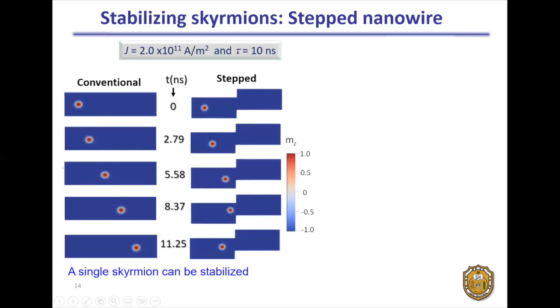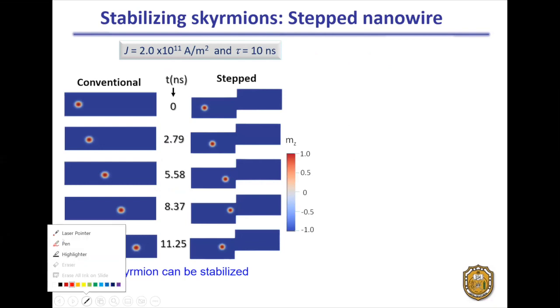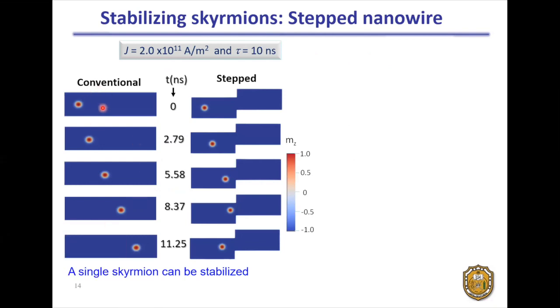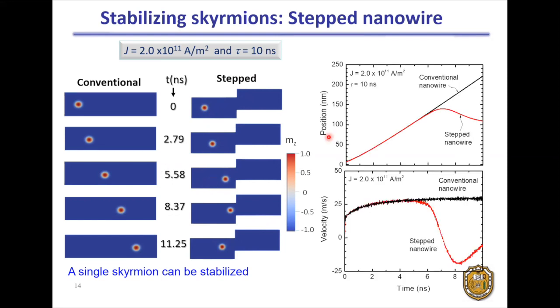So this is a snapshot of the conventional and stepped devices. You can see with time that the skyrmions move continuously until the end, and due to the interaction with the edge, it will stabilize somewhere, but we don't know where it will stabilize. Now for the stepped device, there's some interaction with this corner here, the edge, and you can see the skyrmions get stabilized at a very precise position.